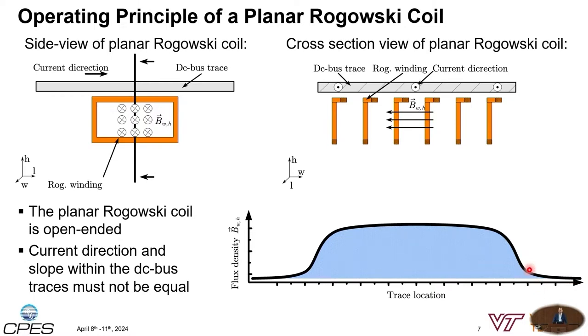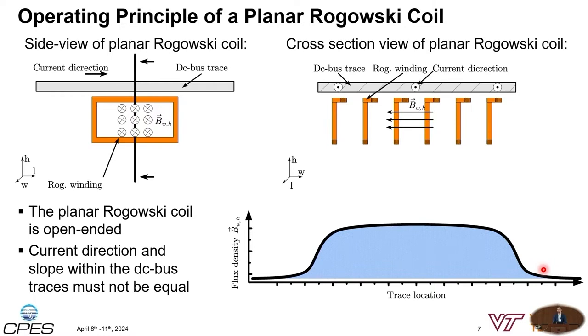It needs to be noted that the Rogowski coil is open-ended, so we will only be able to measure the magnetic field where we have Rogowski coil windings. And wherever else there's magnetic field, we won't be able to measure that. And that has an impact on the sensor design itself.